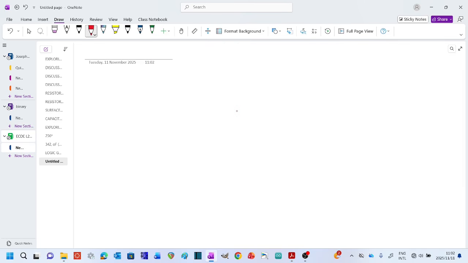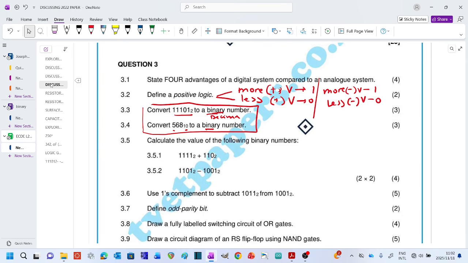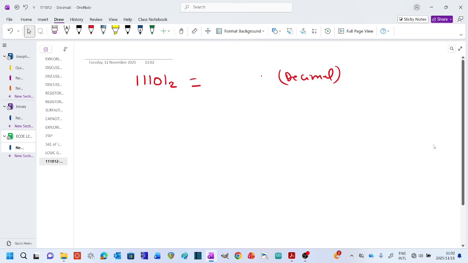So this is what we're doing. We're converting 11101 base 2 to decimal. So there was a mistake there by the examiner. We want the answer in decimal, which is base 10. So let me check that I got the correct question. So it's 11101. So that's correct. 11101 base 2.